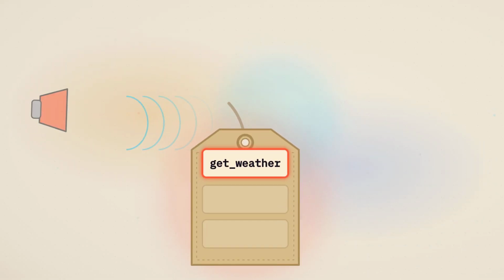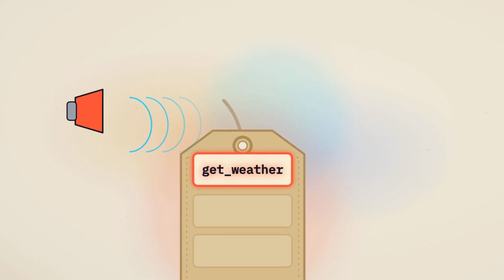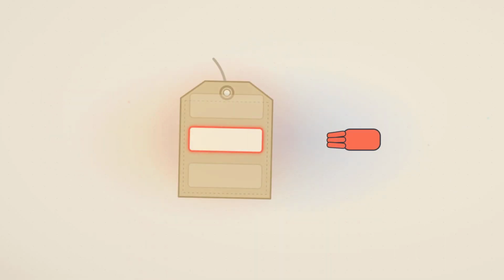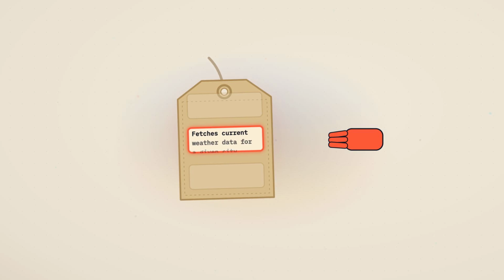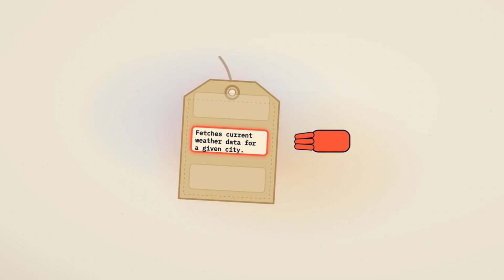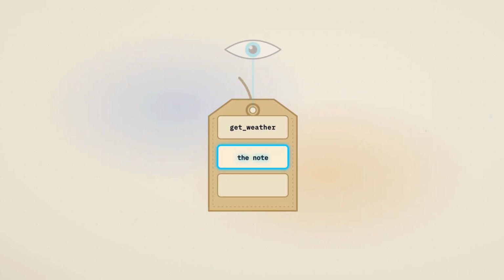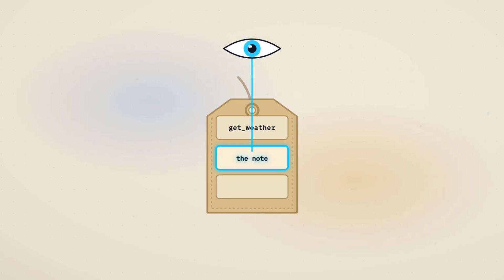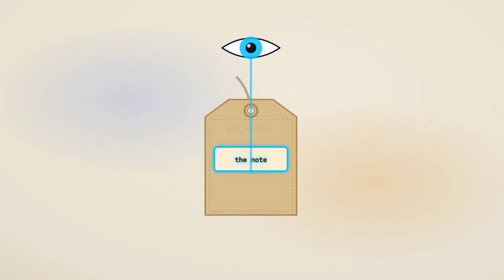First, the name. It's a short handle, like get weather. That's how the model calls the tool. Next, the description. It's that little note, what the tool does and when to reach for it. And here's the catch. The model picks a tool by reading that note, nothing else.